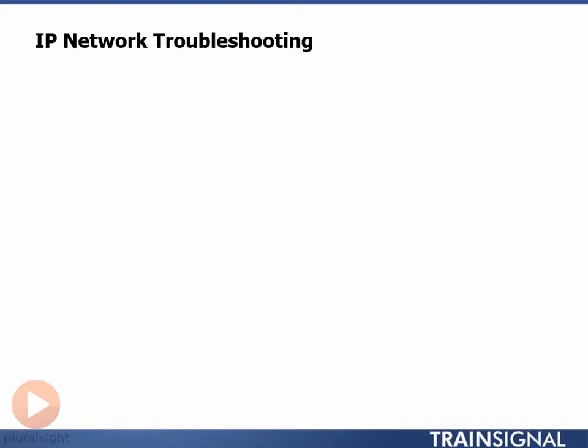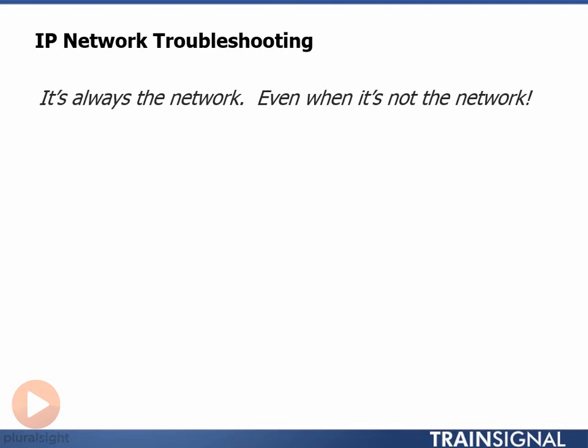Now, first and foremost, it's important to understand that any time there's a problem, it's always the network. And even if it's not the network, still blame the network. Of course, that's tongue-in-cheek. Let's run through some of the most common network troubleshooting tools. We'll run through some of the theory first, and then jump onto the command line and run through some examples.